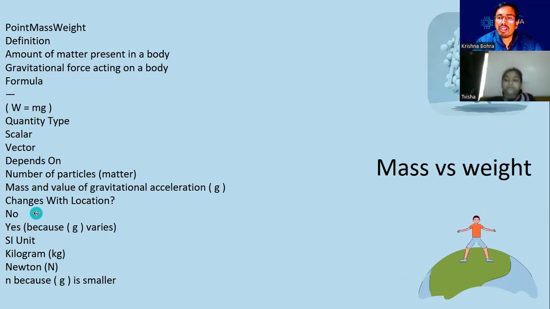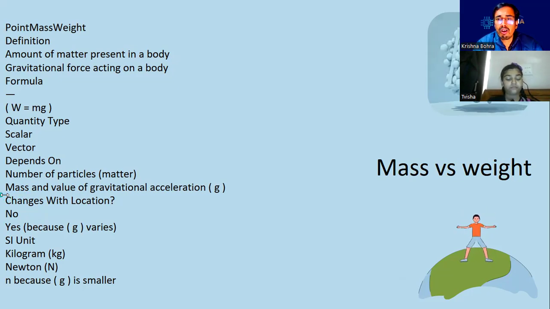Regarding changes in location, the moon's gravity is equivalent to 1/6 of the Earth's. So it is 1/6 times lesser than the Earth. If one person goes from the Earth to the moon, he will feel lesser weight, his weight will be reduced by 1/6. And why? Because the moon has 1/6 the gravity compared to the Earth.